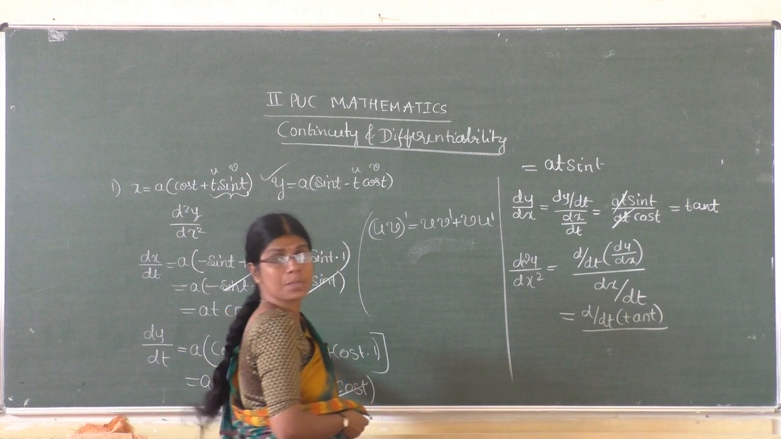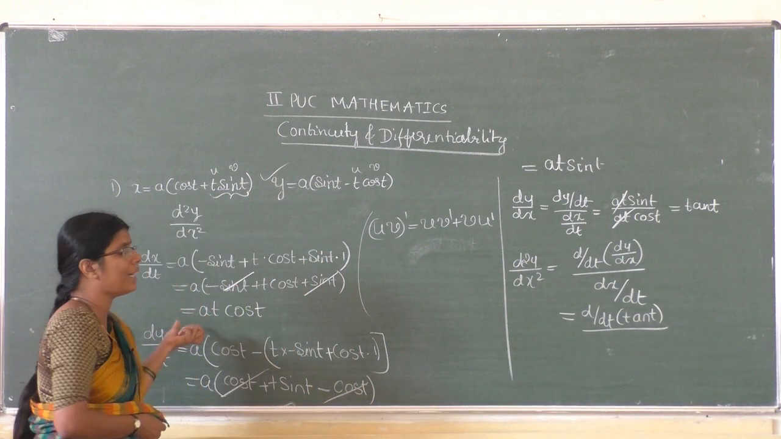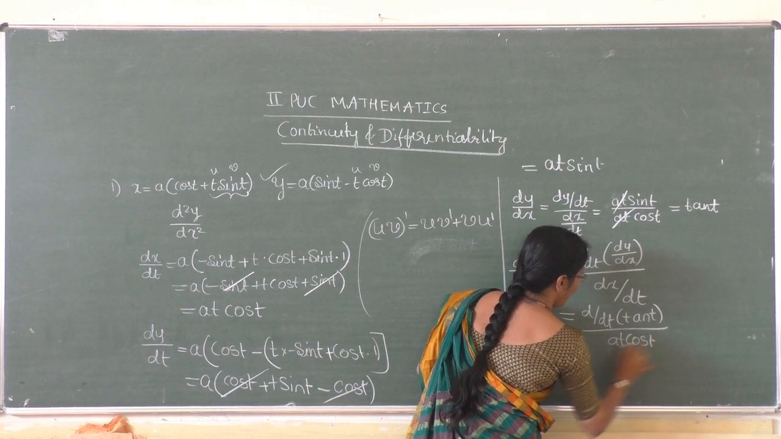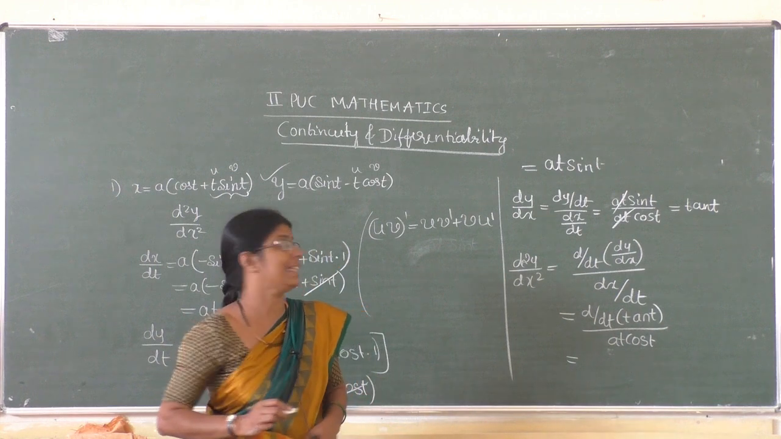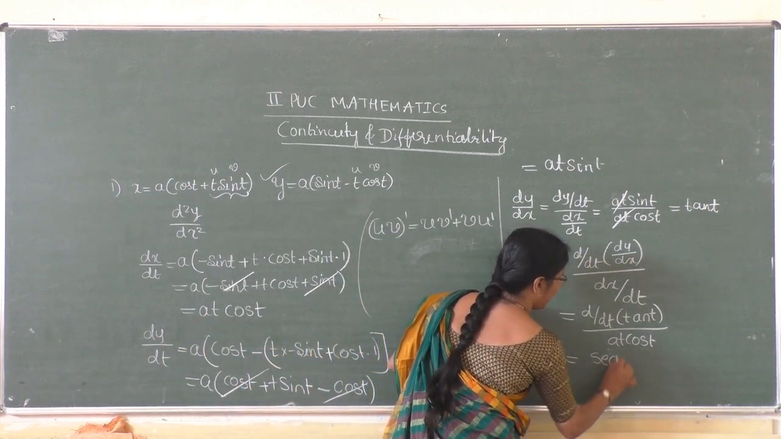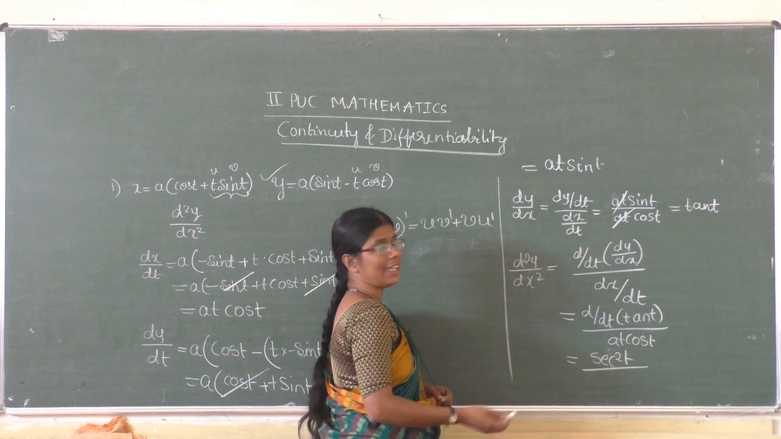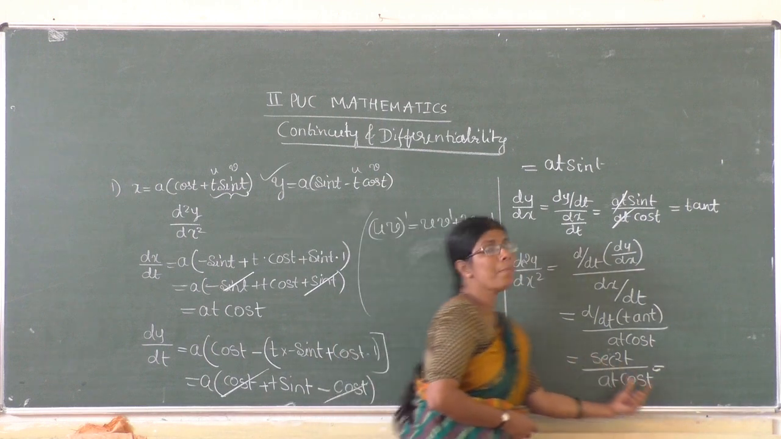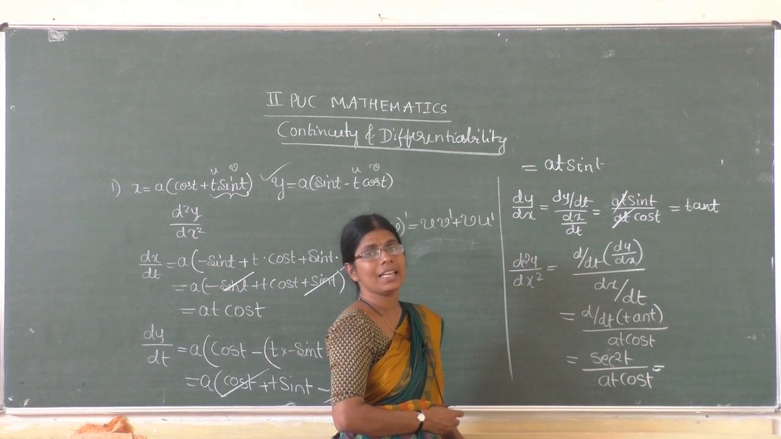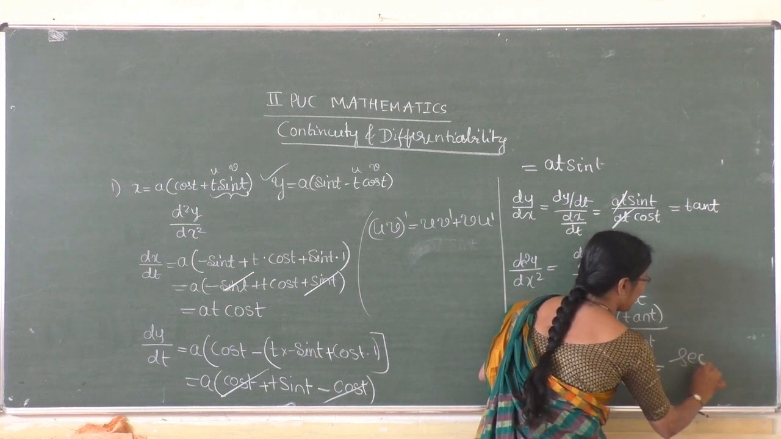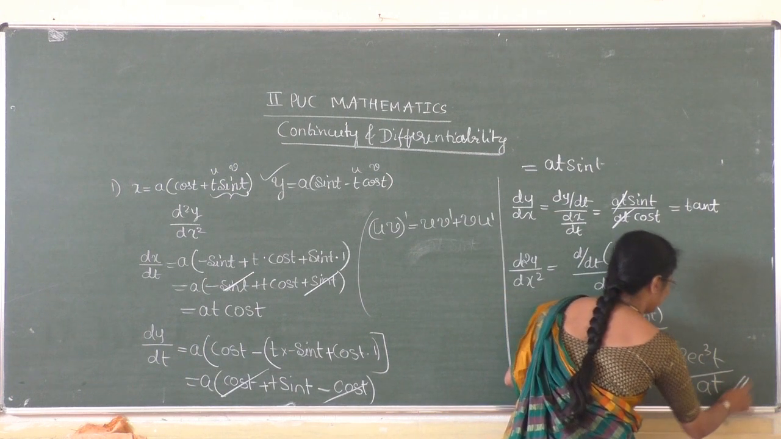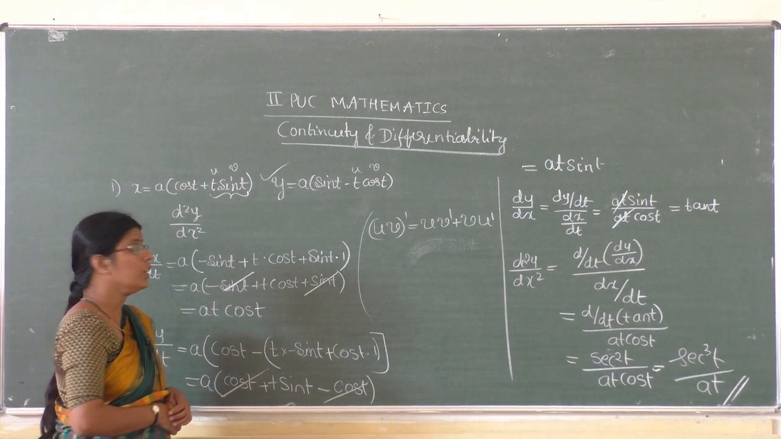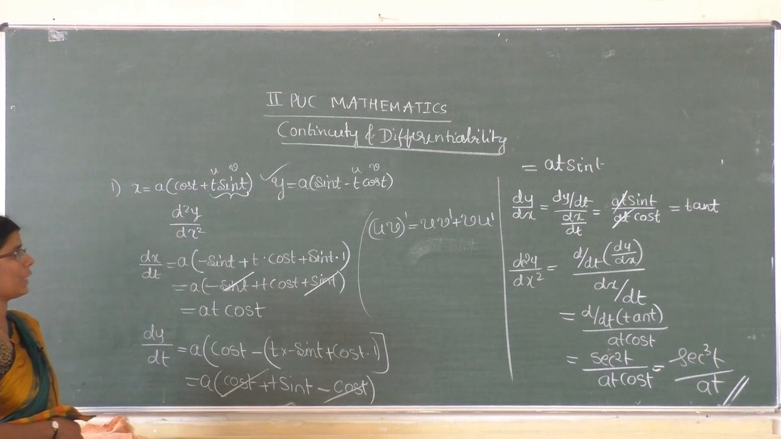divided by dx by dt. What is dx by dt? That we already solved. That is nothing but a t cos t. Now, derivative of tan t is secant square t, divided by a t cos t. Since 1 by cos is secant, this becomes secant cube t divided by a t. Secant cube t divided by a t is the second order derivative of this particular function.